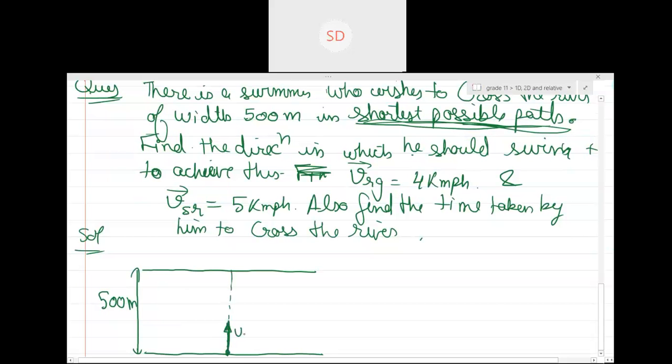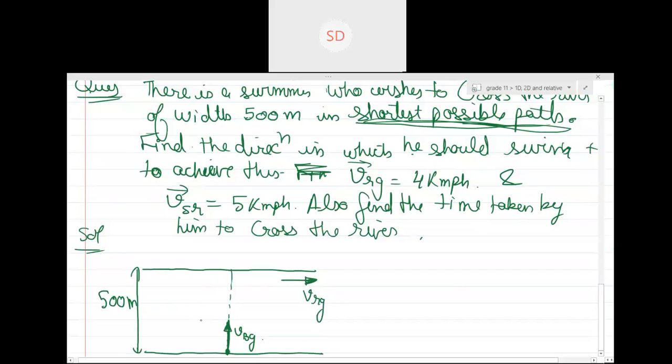So I made VBG like this. What is the direction of river flow? Give any direction of river flow. Let's say this is the direction of river with respect to ground. So I can draw this vector as the direction of velocity of river with respect to ground. So basically the guy should go like this. Yes or no? This should be the velocity of swimmer with respect to river at 5 kilometers per hour.